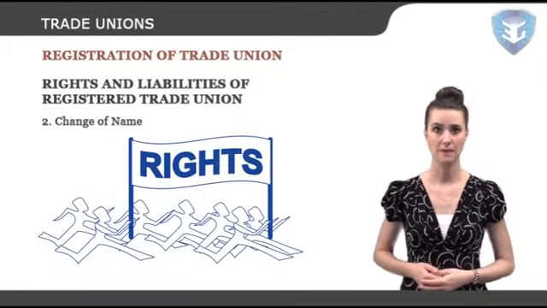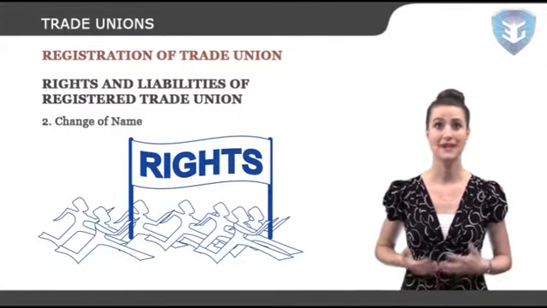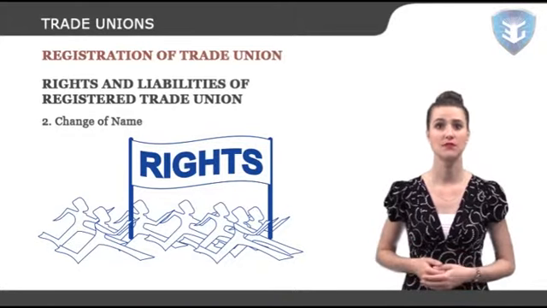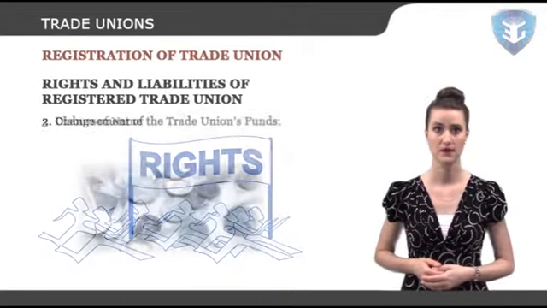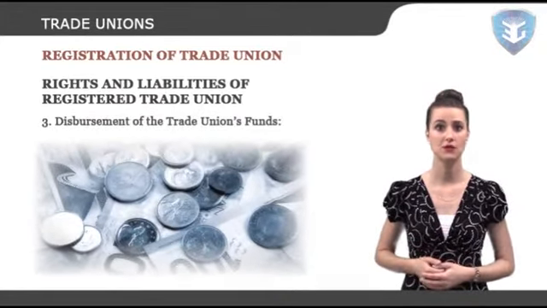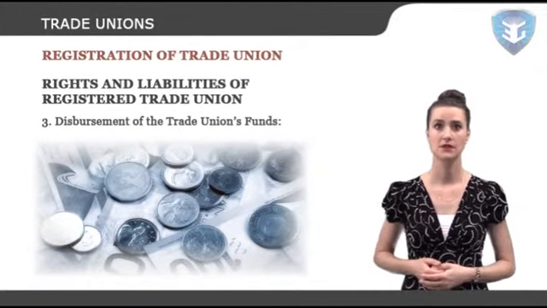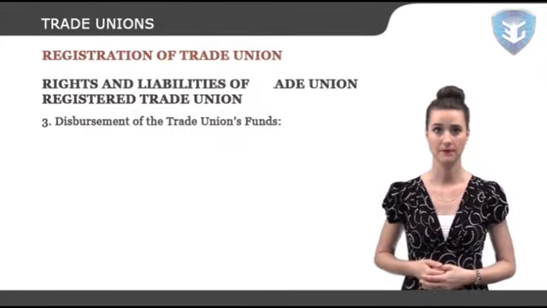2. Change of name. Any registered trade union may change its name with the consent of not less than 2/3 of the total number of its members, and subject to the provisions of Section 25. 3. Disbursement of the trade union's funds. The registered union maintains two types of funds: general fund and political fund.